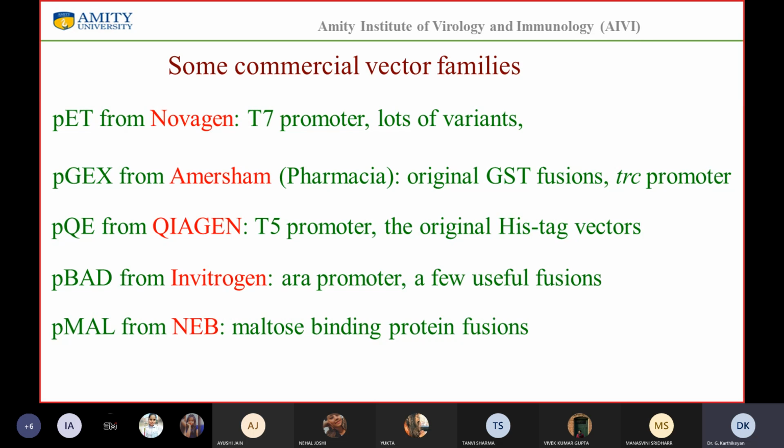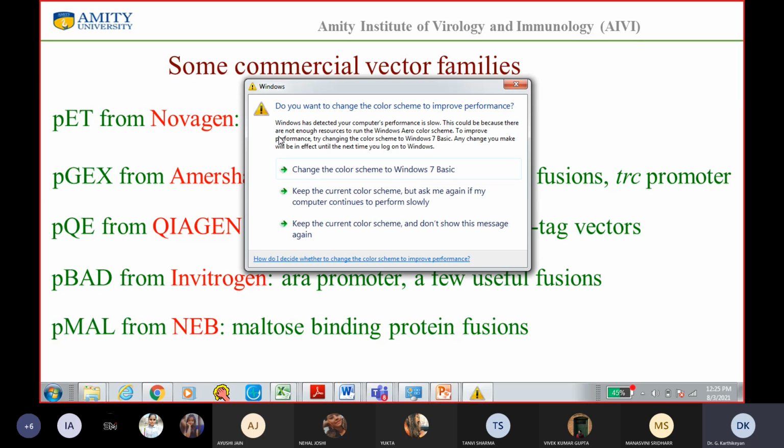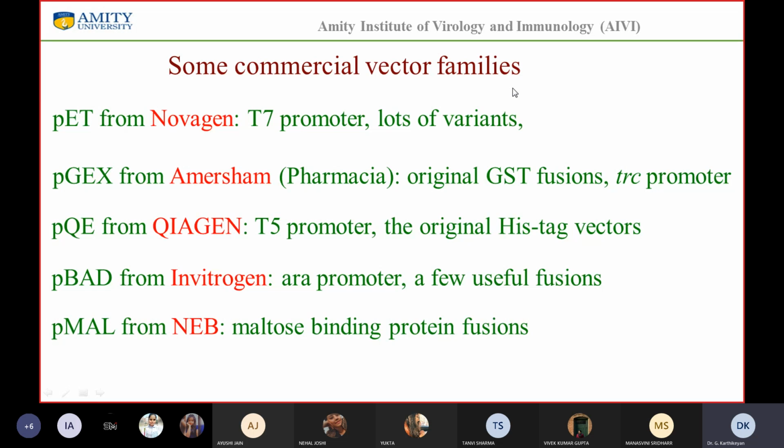So this 1A, 1B, 1C essentially refers to the reading frame. And nowadays, I think the pET expression vectors have gone up to 38, 39, 40, something like that. Every year they add a new feature, a new addition. So Novagen has raked in lots of money just by exploiting this T7 technology.